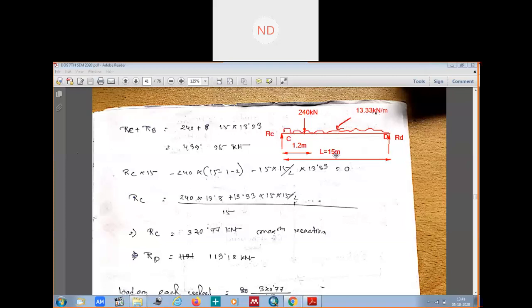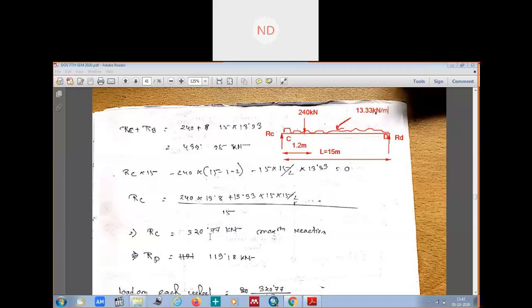Now, once we know this, you can obviously calculate your reactions RC and RD. The total reactions RC and RD equal 240 plus 13.33 into 15 meter. Taking moment about D, you can find out your RC: RC into 15 minus 240 into 15 minus 1.2, minus 13.33 into 15 into 15 by 2. Then we will get our RC value.